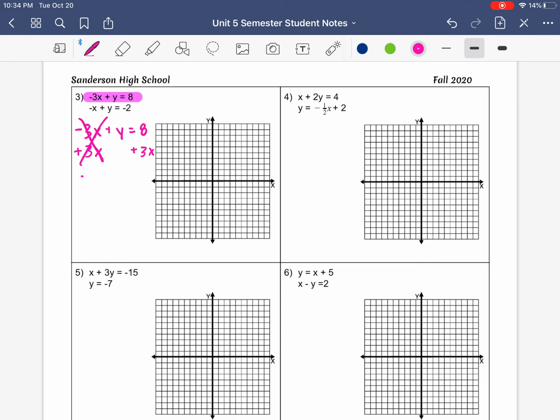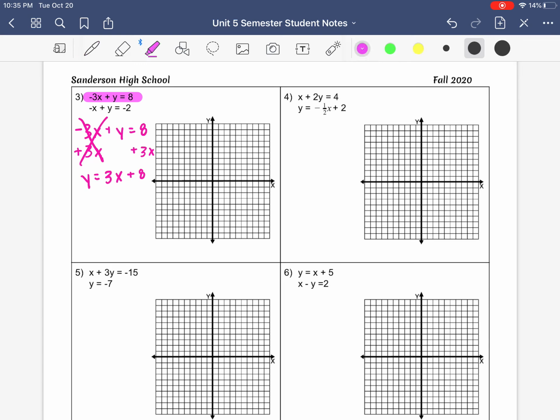Important reminder, when you do this, we get y equals, we can't do 8 plus 3 and call it 11. We're not allowed to do that because those are not like terms. There's a 3x and an 8. One has an x, one is a constant, so they can't be combined. So we would just write this. I'm going to put the x first, since that's slope-intercept form, and then plus 8 because it was a positive 8. So that line we can go ahead and graph now.